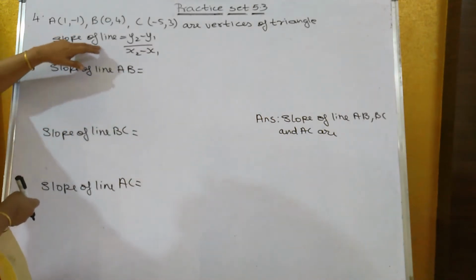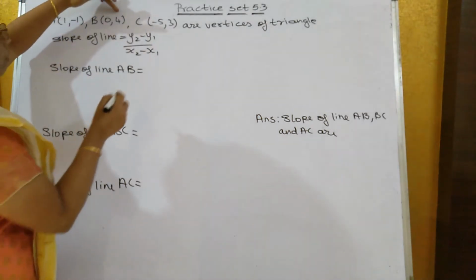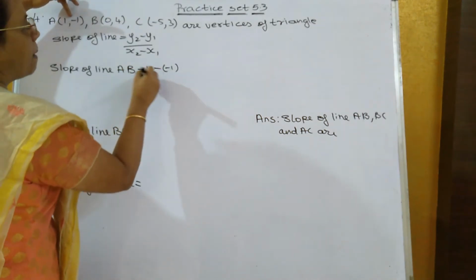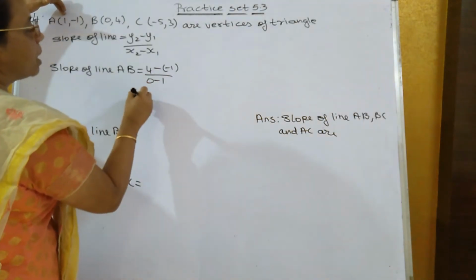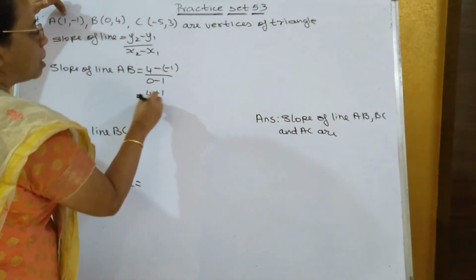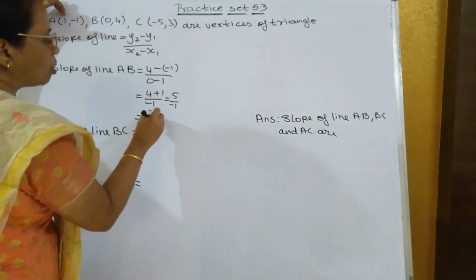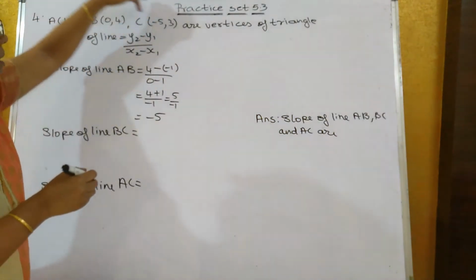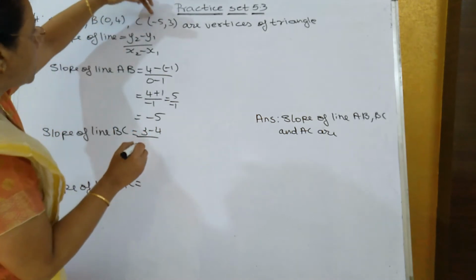Now we know that the slope of a line is (y2 minus y1) upon (x2 minus x1). That is 4 minus (-1) upon 0 minus 1. So that's equal to 4 plus 1 upon -1, that's equal to 5 upon -1. So that's equal to -5.